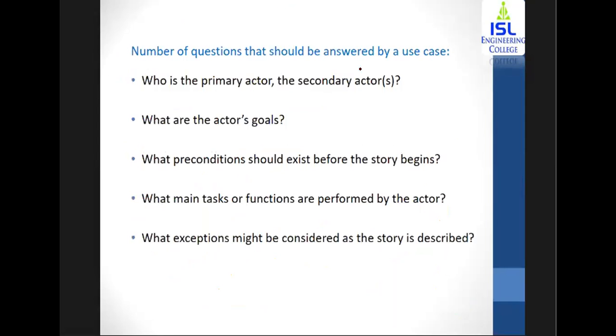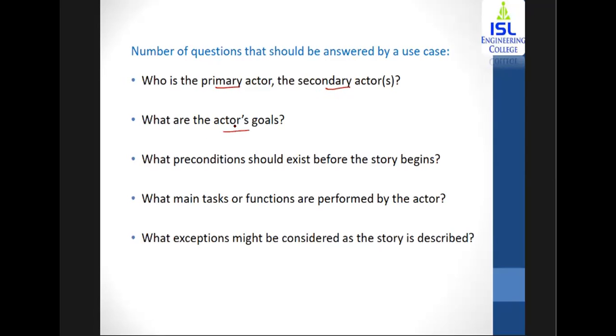Now, the number of questions that should be answered by a use case. Whenever you're designing a use case diagram, there are a few questions that need to be answered. Who is the primary actor and the secondary actor? You need to get to know that is, who is the main person that is interacting and who is the helping person that is going to help you to complete the task.